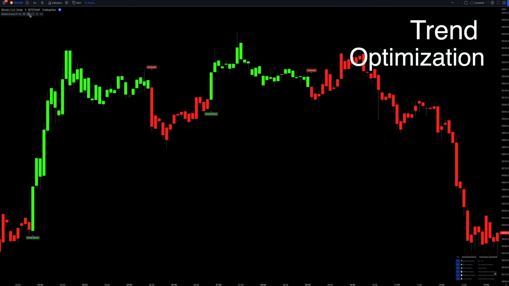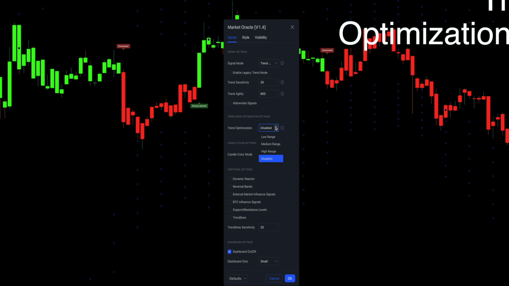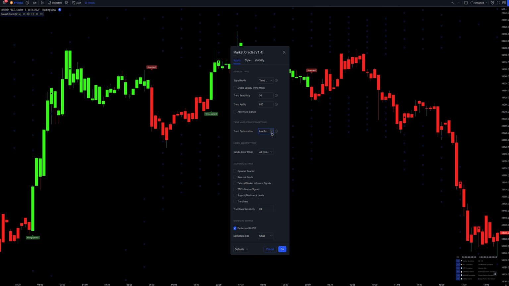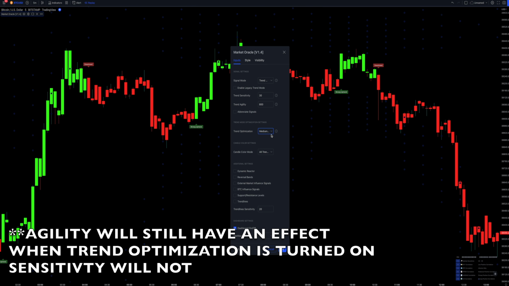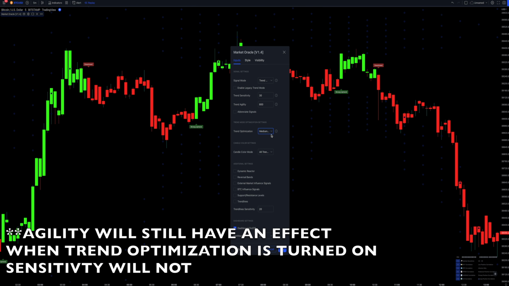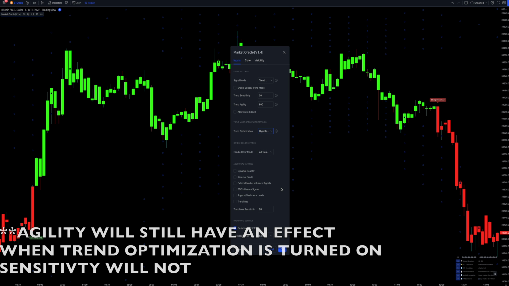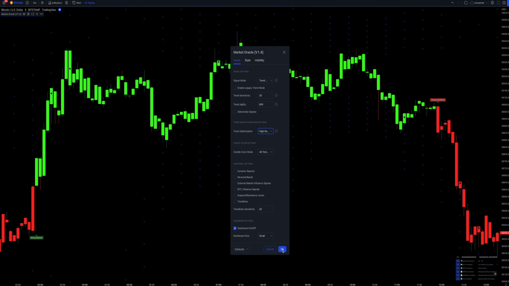If you are looking for something a little less hands-on, this next section is for you. Trend optimization automatically backtests the current chart for the most optimal sensitivity. With this feature, the sensitivity will dynamically change as the price changes. There are 3 settings: medium, low, and high. The low setting will be more sensitive and trigger more often, while the high setting will be the opposite and trigger less often.